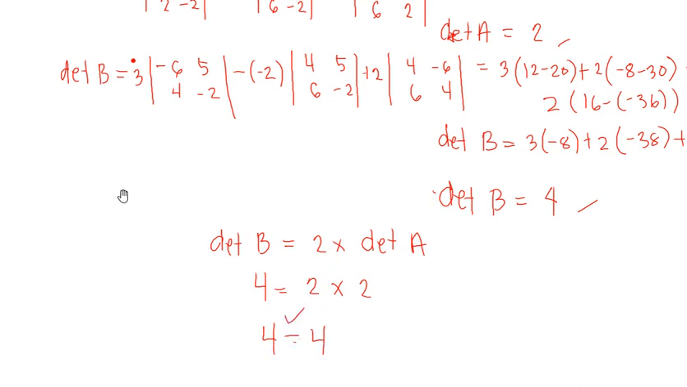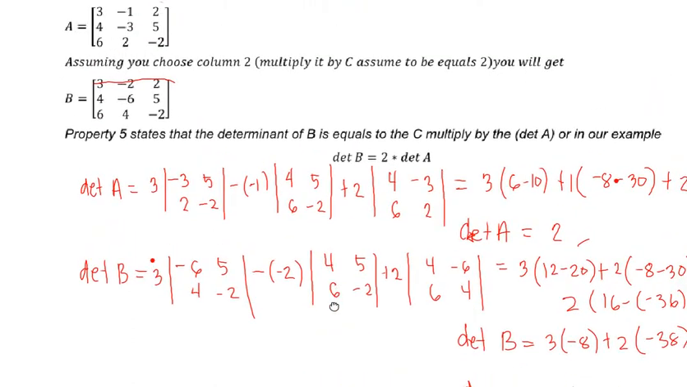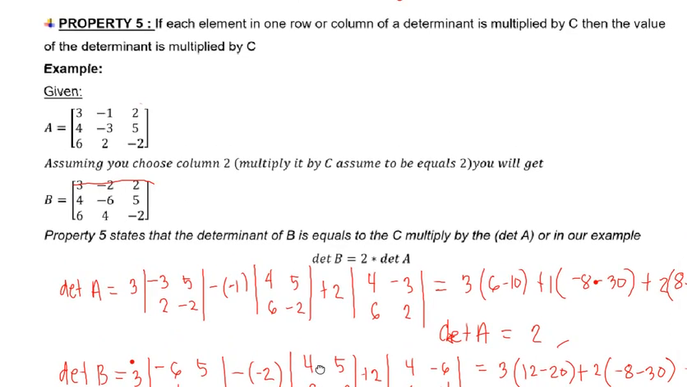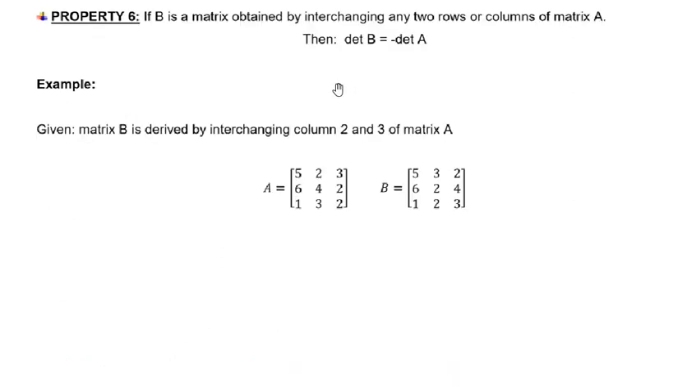So, tama. Yan yung property 5 natin sa ating finding the determinant of a matrix. So, if each element in one row or column of a determinant is multiplied by C or any value, ito yung scalar natin, any value scalar, then the value of the determinant is multiplied by C. So that is for the property 5. So moving on for the property 6.